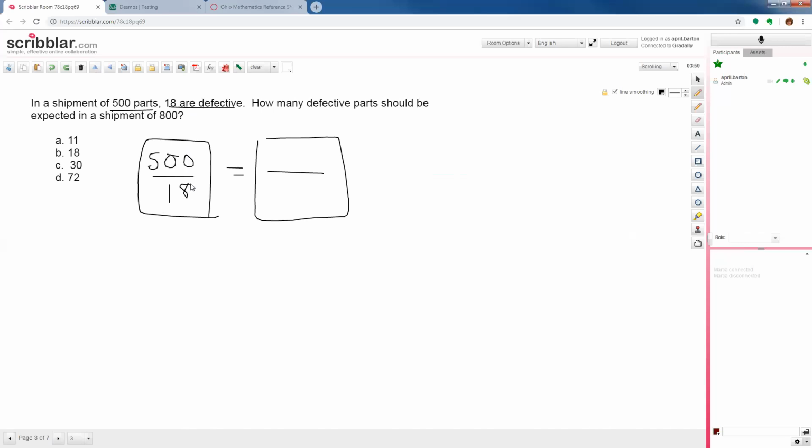500 and 18, they were related to each other. They're going to be one of our fractions. And 500 was the amount of parts. 18 was the amount of defective parts.